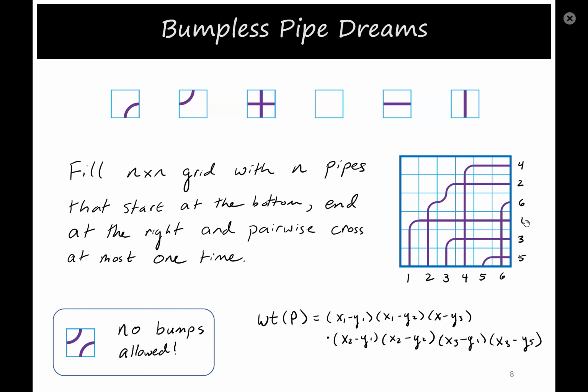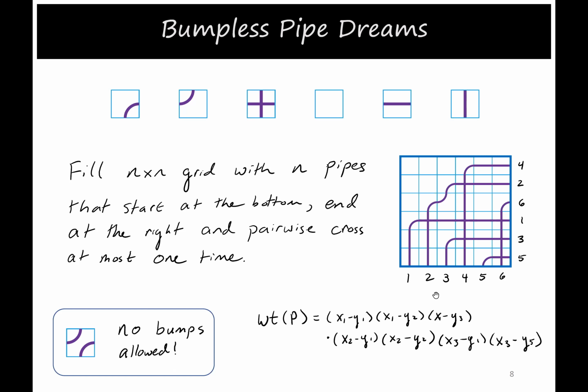Okay, but newer to the scene are bumpless pipe dreams introduced by Lam, Lee, and Shimozono. They look on the surface very similar to pipe dreams in that they're a bunch of squiggles in a grid, but now we have 6 different tiles that we're allowed to use. They're called bumpless because the bumping tile from the pipe dream is no longer allowed, so no bumps allowed. But we fill the grid with a bunch of pipes. This time they start along the bottom, end along the right, and we still maintain that pairwise they cross at most one time.